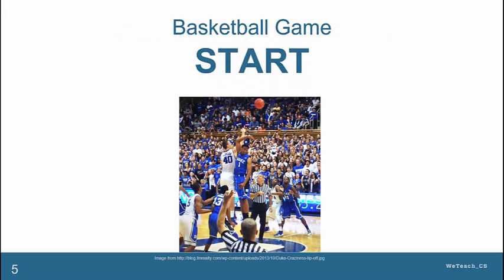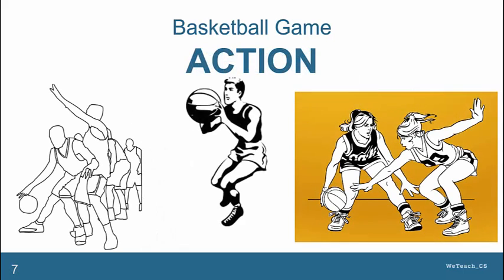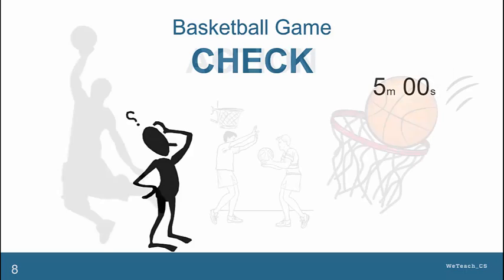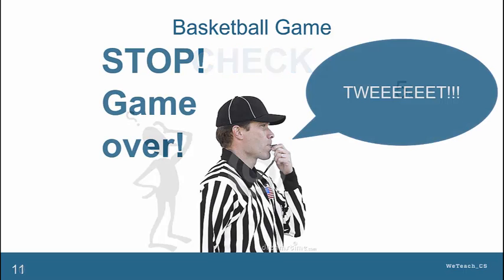Let's illustrate this with an easy idea, like a basketball game. The start is obvious: jump ball, and the game is on. Check the clock to make sure there is still time left. Keep playing basketball. Check the clock again. Keep playing basketball. Check the clock again. Oh no, time is counting down. Game is over. That is how a loop works.